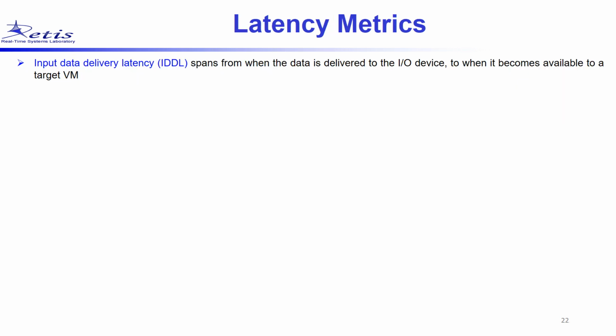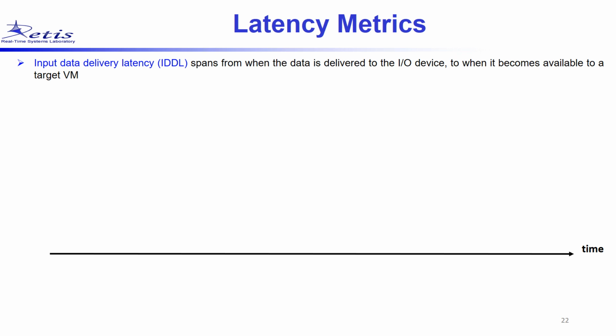Now let me describe the latency metrics that we bounded in this paper. The first one is the input data delivery latency, or IDDL, that spans from when the data is delivered to the I/O device to when it becomes available to a target VM. Let's take a look at this with a timeline.